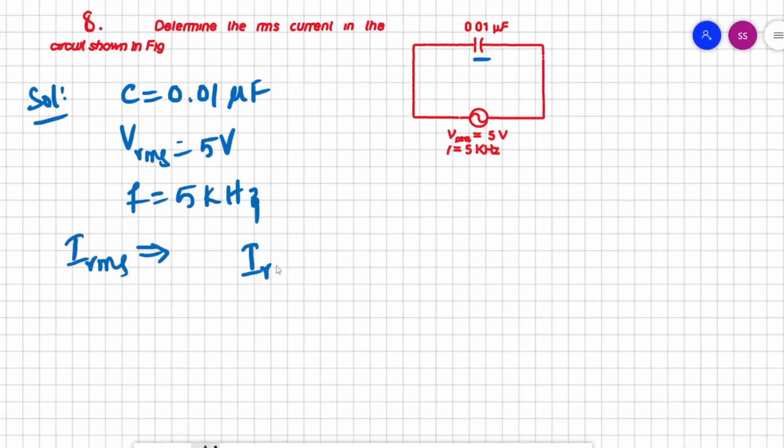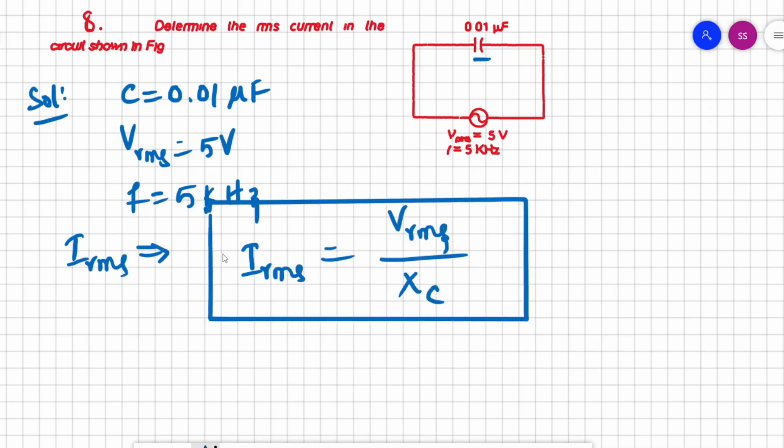So how can you find that RMS current? IRMS for a capacitor circuit is Vrms divided by the capacitive reactance, that is XC. So if you find XC, you can find IRMS. So what was the XC? XC is nothing but 1 by omega C, that is 1 by 2 pi fC.